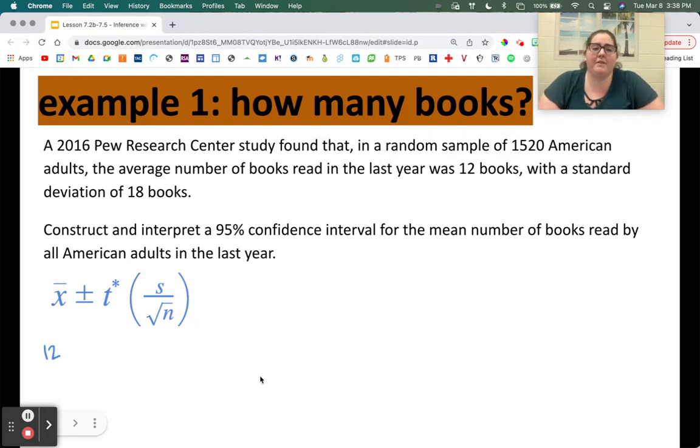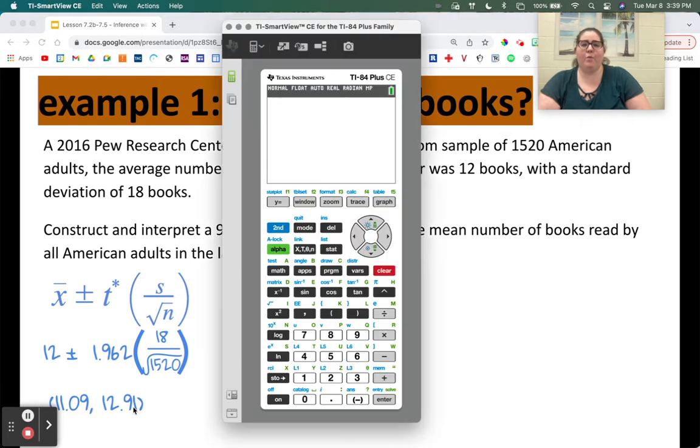So if I fill in the stuff that I know, 12 would be my sample mean. My t-star is 1.962. We can get that from either the t-table or from your calculator. If you want a recap or reminder of how you can use your calculator, definitely let me know. But you can also get this from your t-table pretty easily. And then if I plug in s is 18, that's the standard deviation of the sample, divided by square root of our sample size, so 1520. Do a little bit of math, we get our interval 11.09 to 12.91.